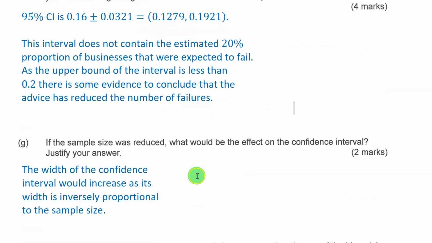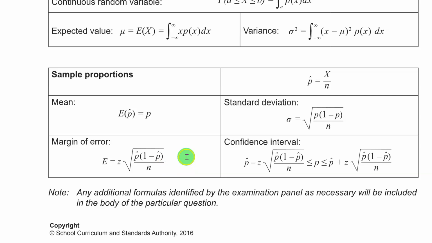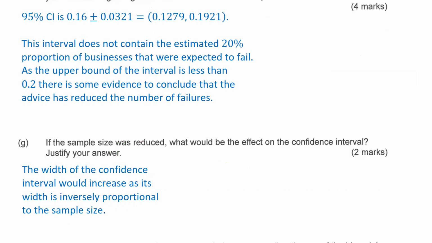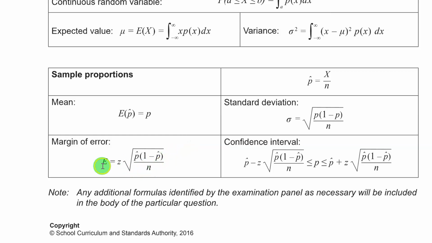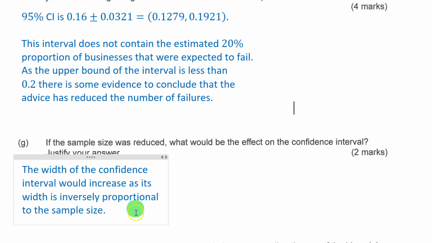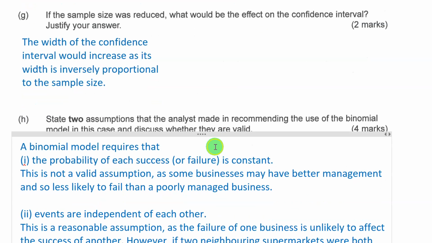And then part G, we're asked if the sample size was reduced, what would be the effect on the confidence interval? So that's just a standard one really here, that the width of the confidence interval would increase as the width is inversely proportional to the sample size. Again, from our formula sheet, here's the margin of error, and you can see from this formula, what was the parameter we were changing? The sample size was reduced, that's it. So as n goes down, the margin of error is going to increase on that one, and so the confidence interval would get wider.